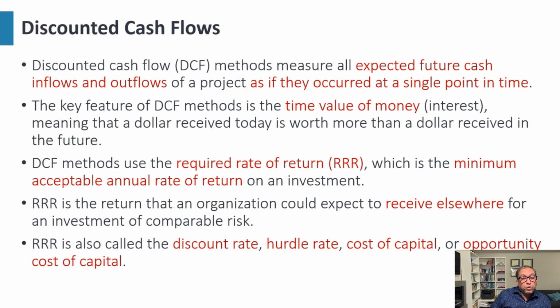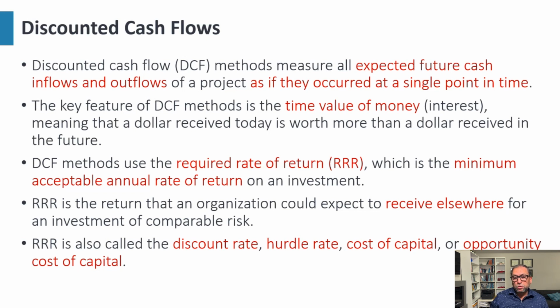So the DCF method uses the required rate of return, RRR. That's what the investor is looking for. It is a rate in the mind of an investor of how much they are interested in getting, which is the minimum acceptable annual rate of return on an investment. RRR is the return that an organization could expect to receive elsewhere for an investment of comparable risk. RRR is also called the discount rate, hurdle rate, cost of capital, or opportunity cost.